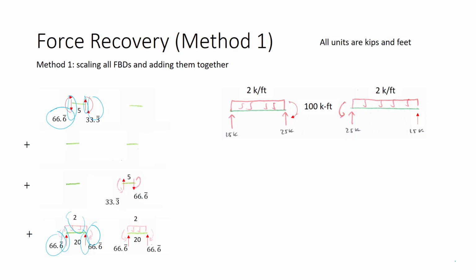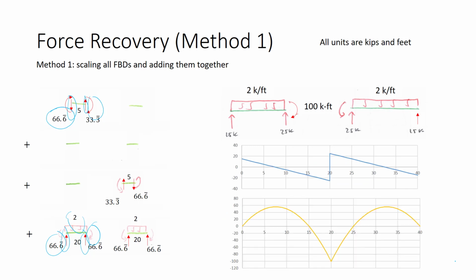So given now that we have this free body diagram, we can now determine a shear diagram, we can determine a moment diagram, and so we've finished the problem. This concludes method number 1 of force recovery. In the next video, we'll see method number 2, which is a little bit more algebraically formal. It can be a little bit quicker, but it might be a little bit less intuitive. By seeing 2 different methods, you'll be able to choose and you'll be able to learn different ways.